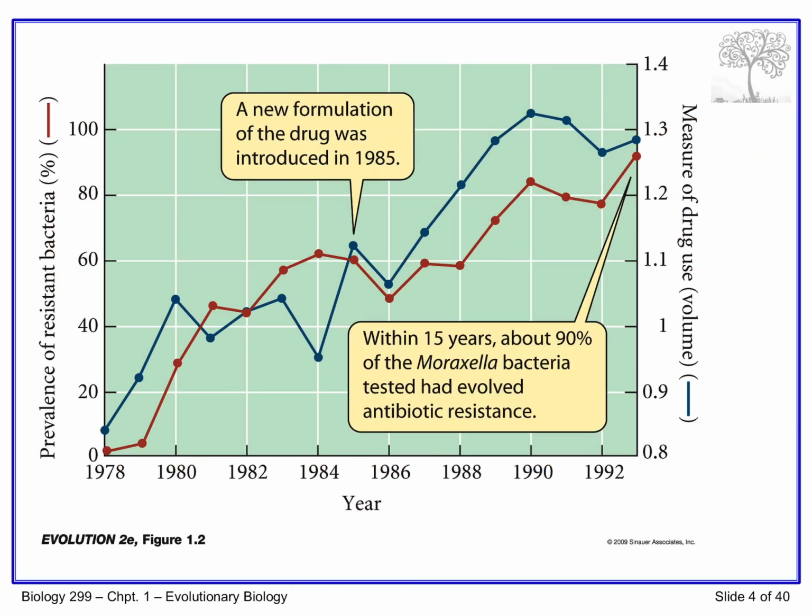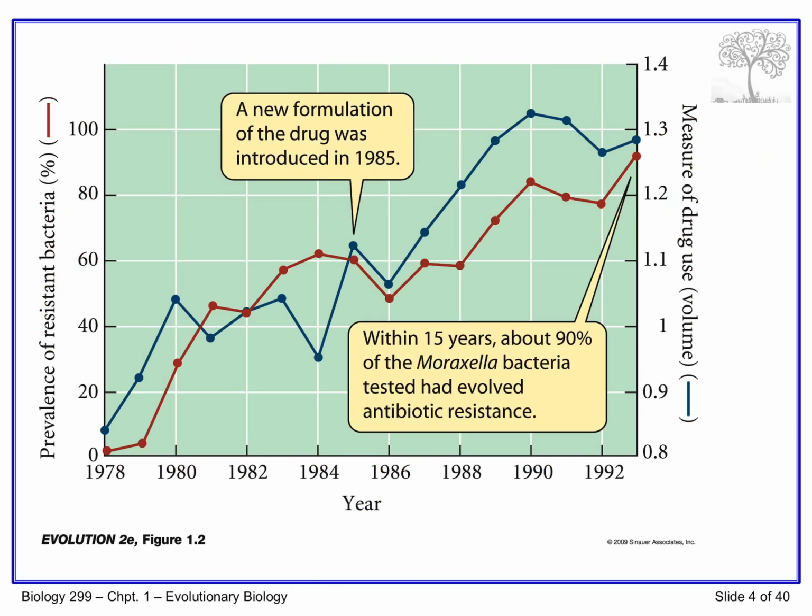The next generation, all the individuals of the next generation are descended from that 5% who survived because they were resistant. And the 5% that survived passed on that resistance genetically through heredity to the next generation, and now nearly everyone is resistant. That is natural selection in a nutshell, and that's what antibiotic resistance is all about.